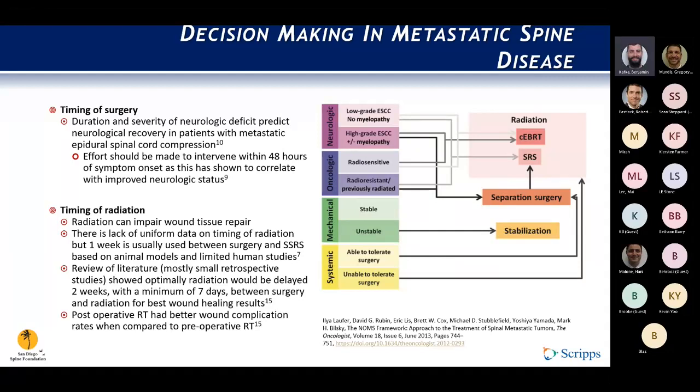But overall, I think the NOMS criteria is a nice way to organize your thoughts and to make sure all these areas are being addressed and to make sure that all disciplines are involved in the care of these complex patients.